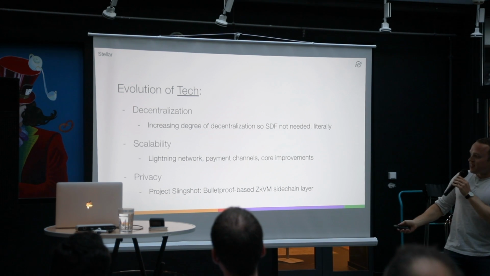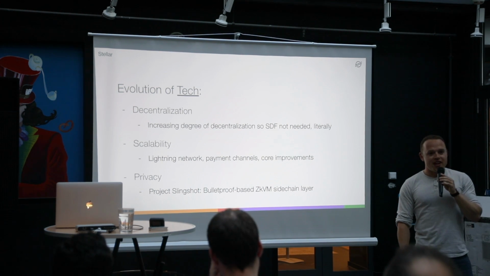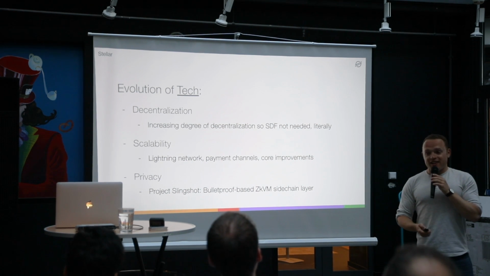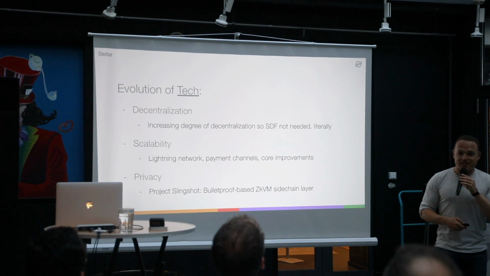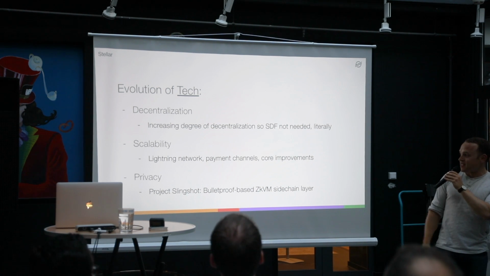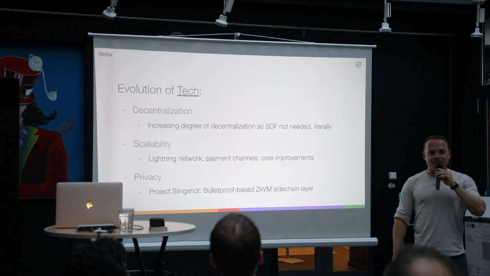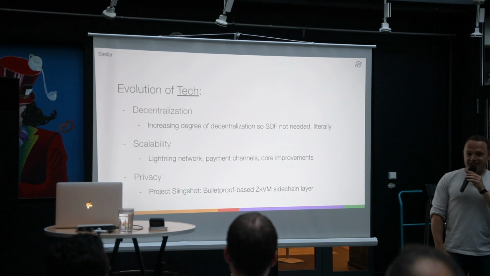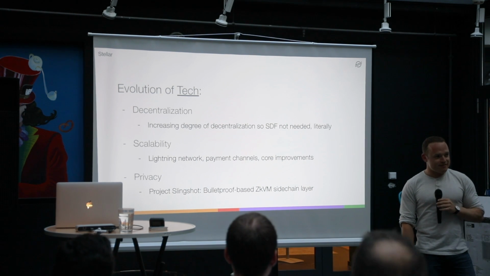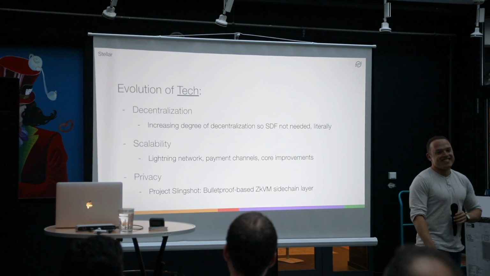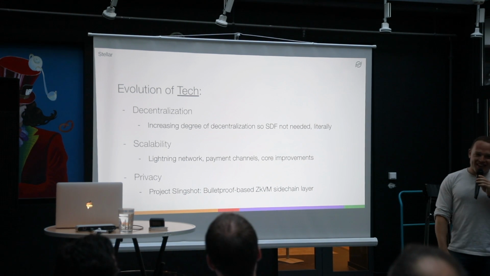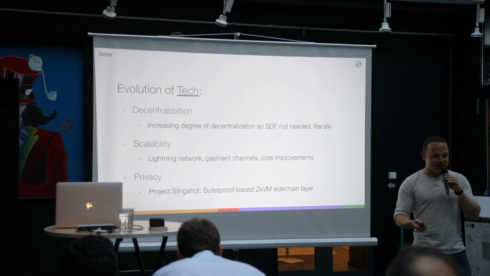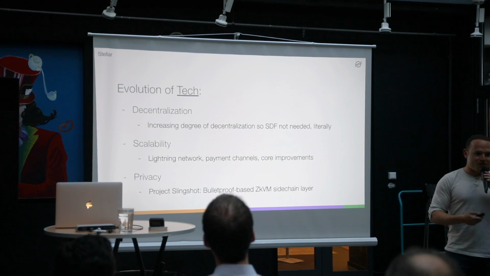And then in privacy, this is something that a lot of people are interested in. Privacy is something that you increasingly see in headlines, both in Europe and increasingly in America. And so we have this project called Slingshot, which uses a bunch of buzzwords, which I will now say. Bulletproof-based ZK VM sidechain layer. All jokes aside, it's a way to introduce a layer of privacy onto Stellar. And I'll save the details for somebody who actually knows them.